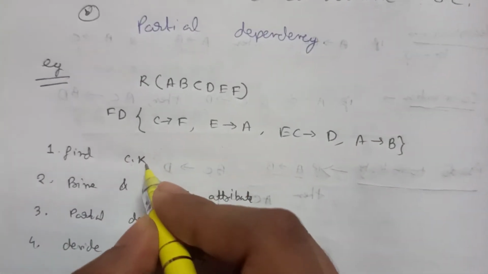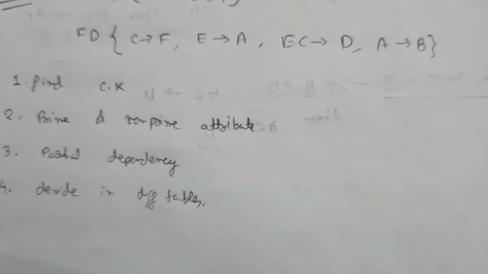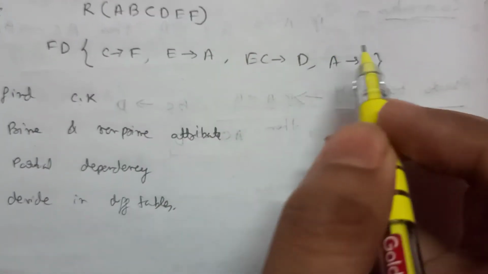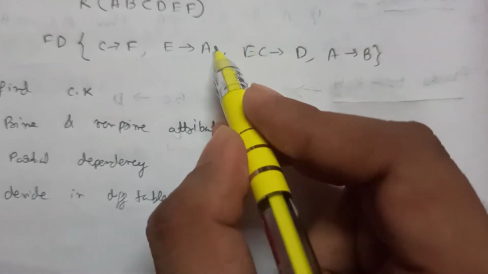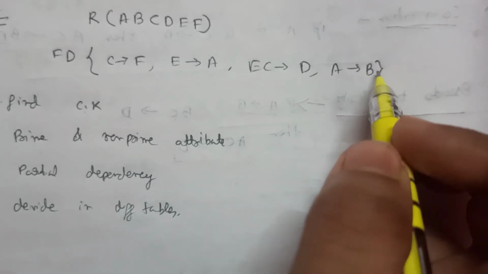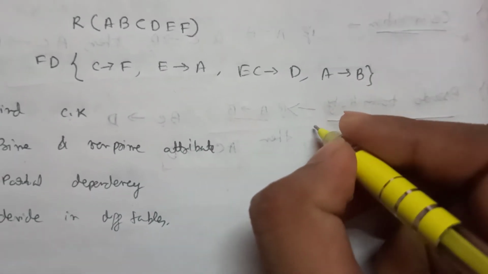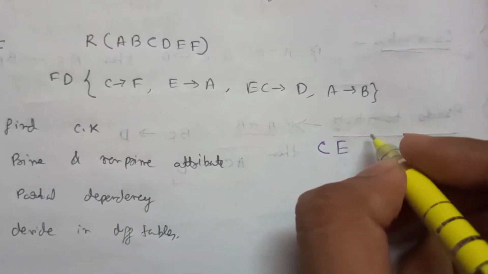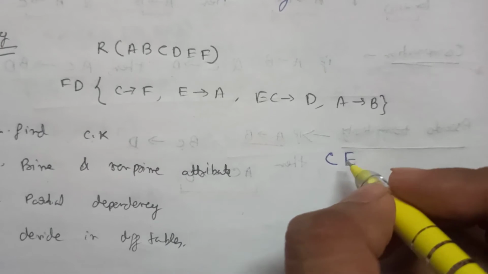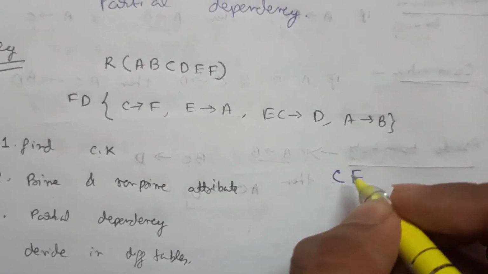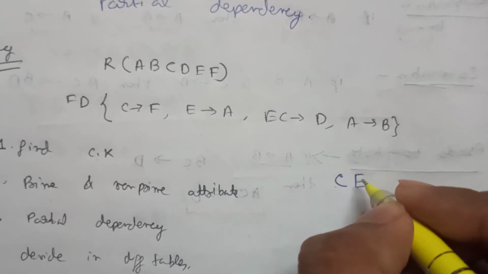How to find the candidate key, I have already told you in my last video. What is the trick? First we need to find which attributes are not on the right-hand side of any functional dependency. A, B, F and D are present on the right-hand side, so the only attributes which are not are C and E. So whatever the candidate key may be, CE must always be there. There can be something extra also, we will check that later, but CE must be in the candidate key.